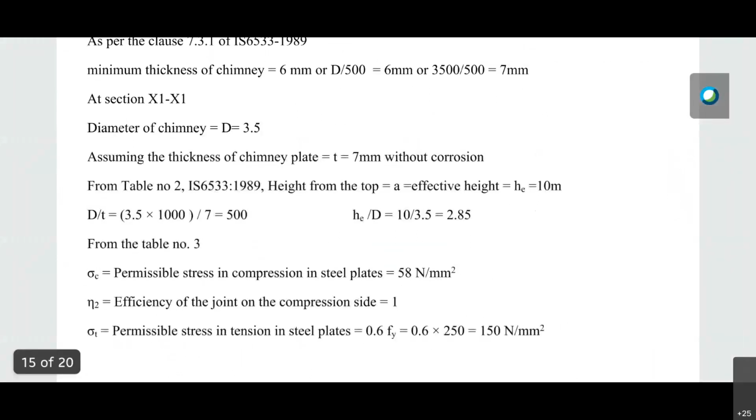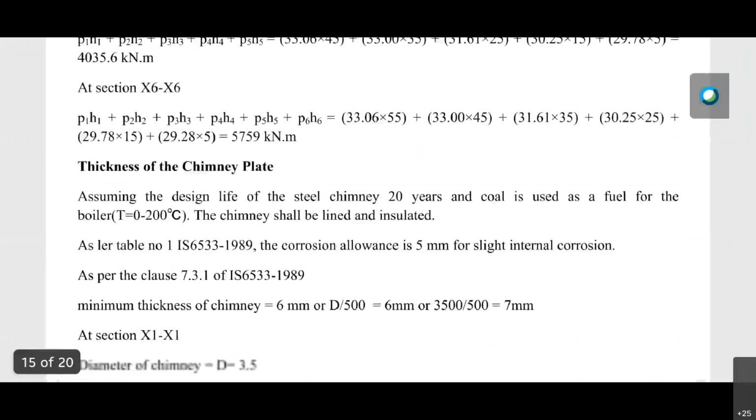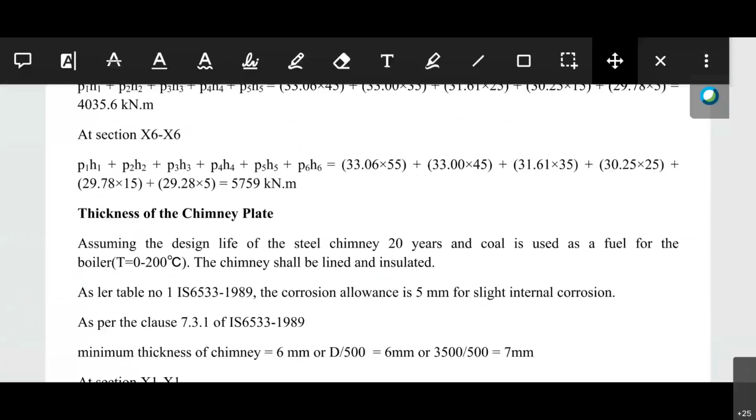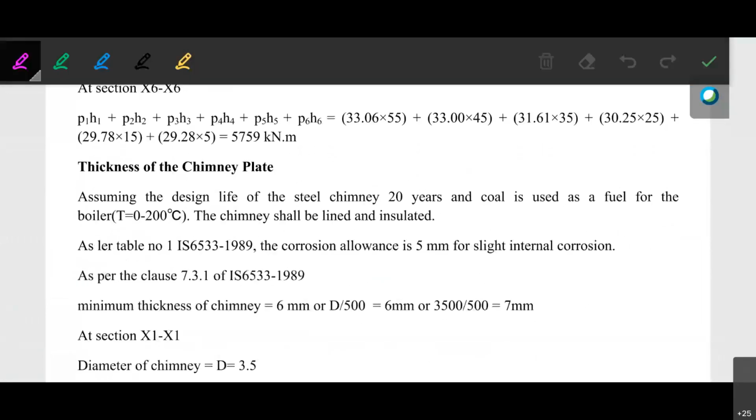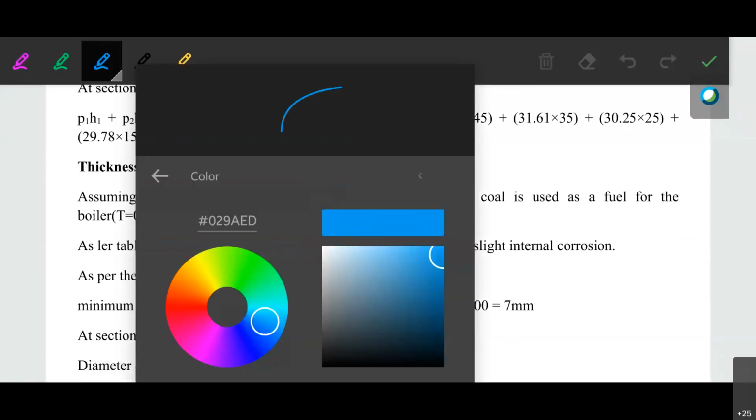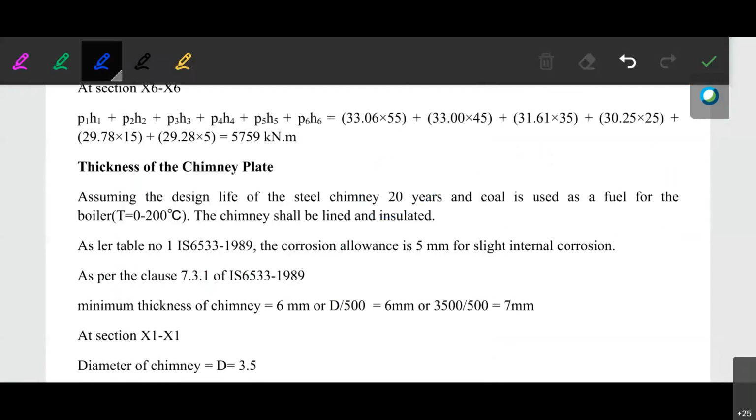Now here again the design lifespan of that particular chimney is not given. We are not given the lifespan of the chimney here. Okay, but you can consider the lifespan of the chimney as 20 years maximum. Okay, you can also consider any other value, but do not go above 20. Maximum 10 years you can consider. Okay, but do not consider it above the 20 years.